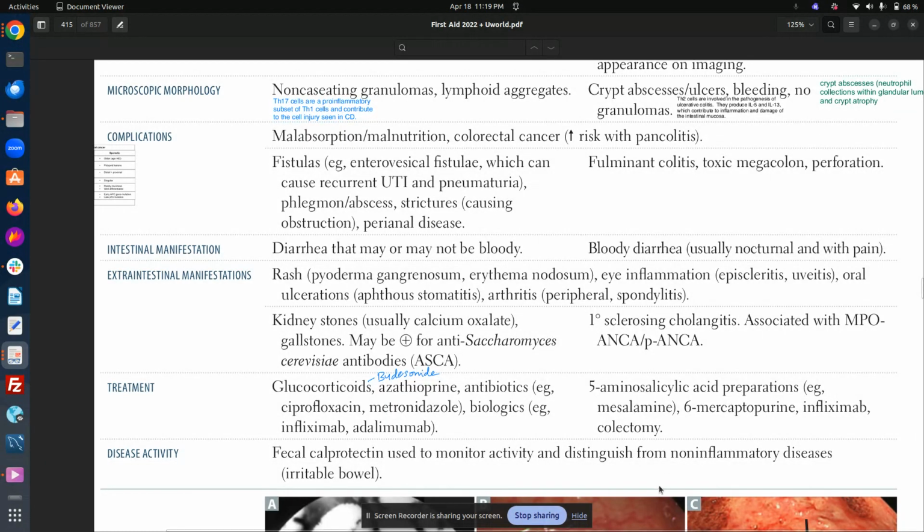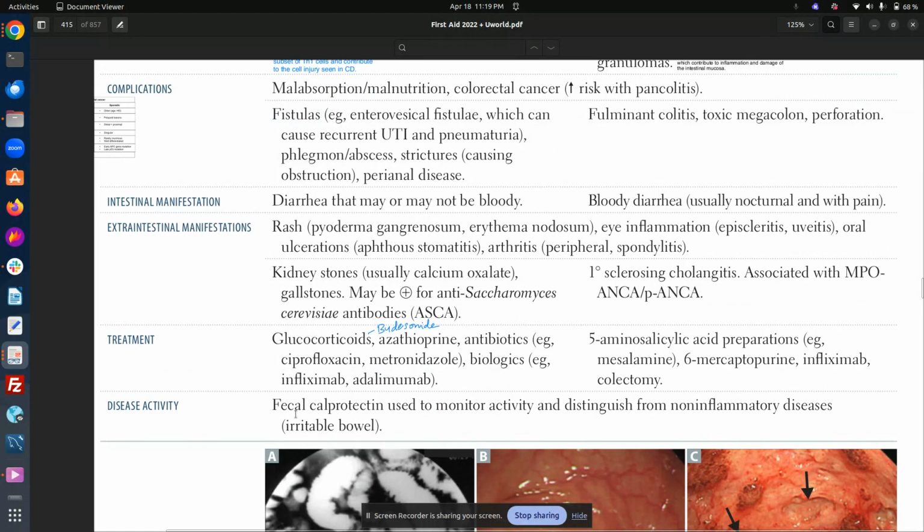We remove the part of the colon which is affected. Okay. Disease activity: fecal calprotectin is used to monitor activity and distinguish from non-inflammatory diseases like irritable bowel syndrome. So if you want to distinguish irritable bowel syndrome from inflammatory bowel disease, we can do the test called fecal calprotectin. But I have seen a lot of questions related to ulcerative colitis and Crohn's disease where they ask certain tests, and there is always an option of fecal calprotectin. Here I want to say that most of the time this option, fecal calprotectin, is not the right answer.